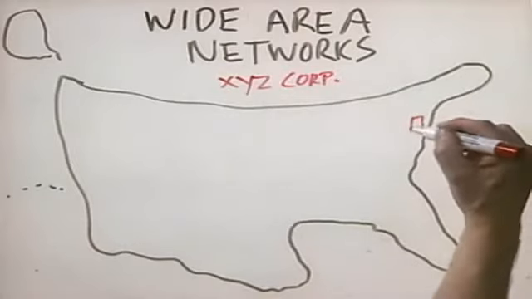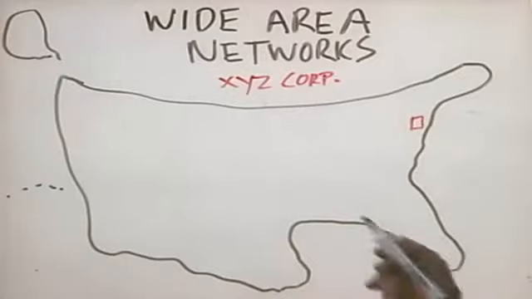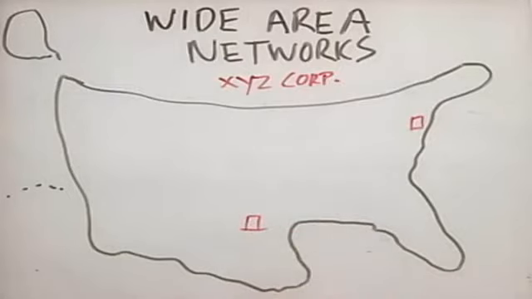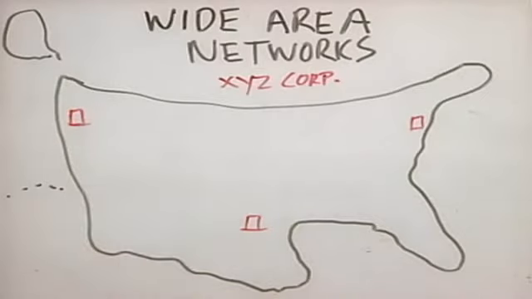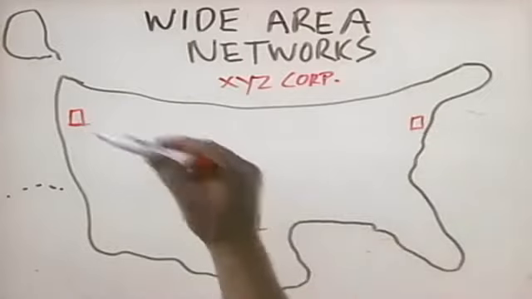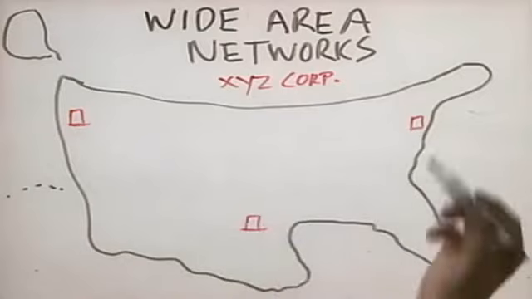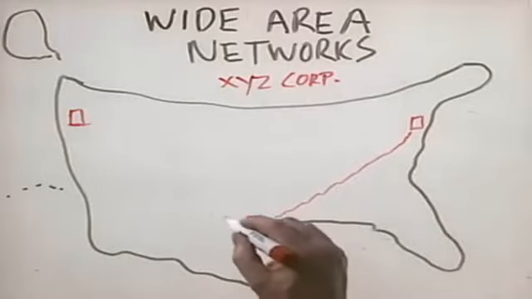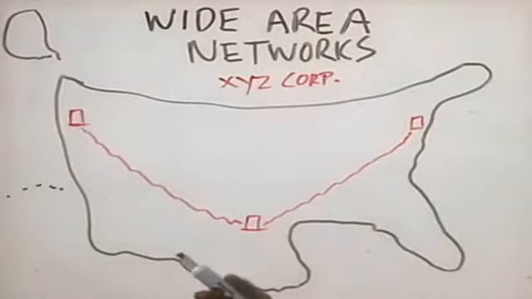XYZ has an office over here in New York City. They have a local area network. This company also has an office down here in Houston, Texas, and then they also have an office up here in Portland, Oregon. Now, users in these different locations occasionally need to have access to information at these various different sites. To make that possible, we've connected them in some way so that these local area networks are internetworked together, making a very large internetwork or a wide area network.